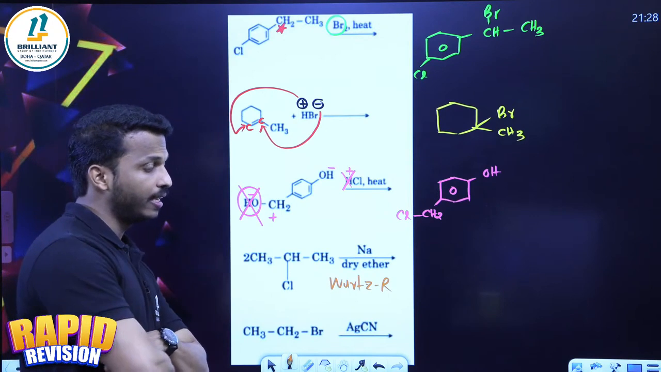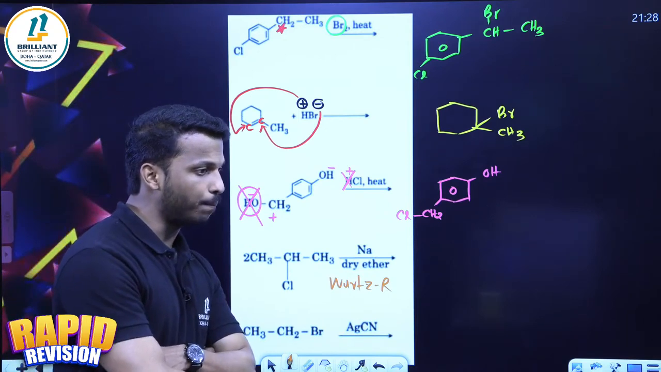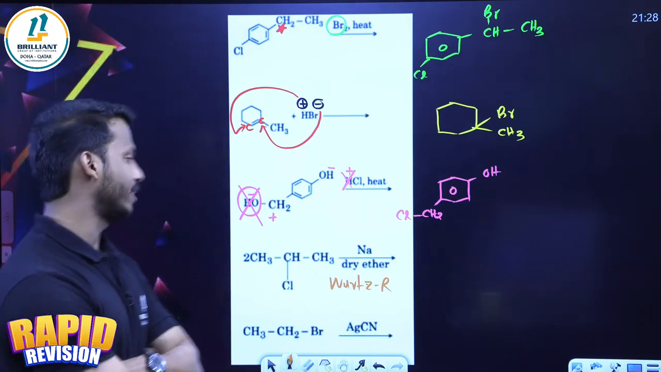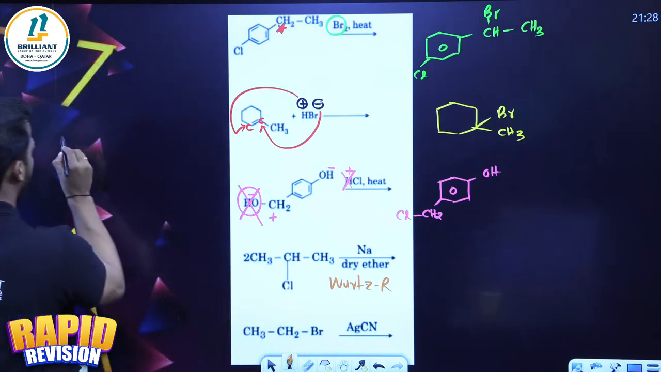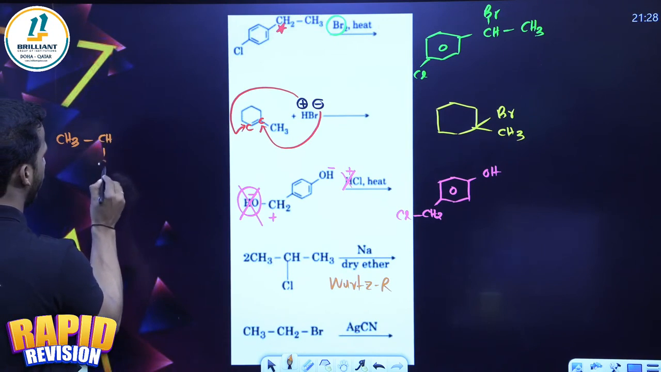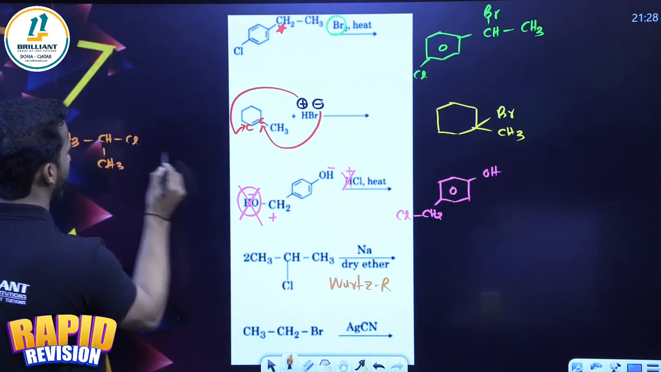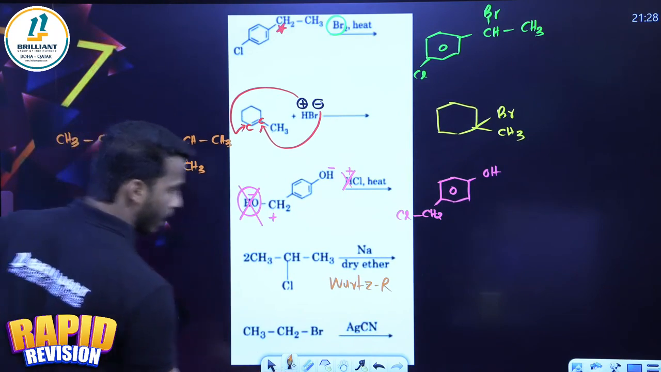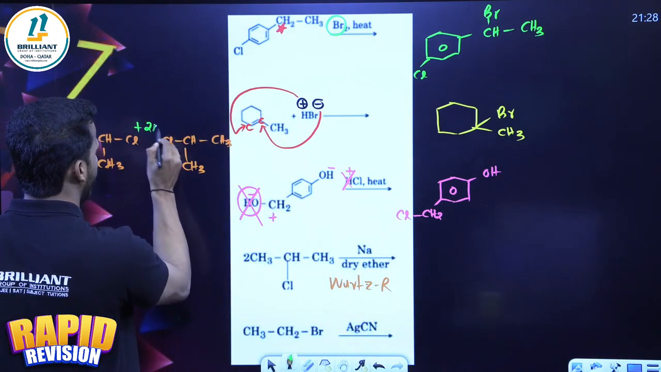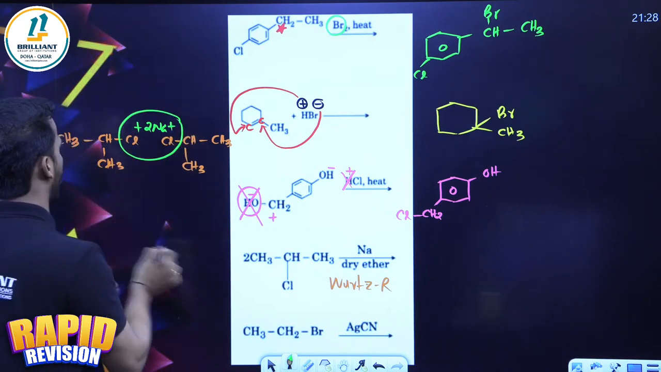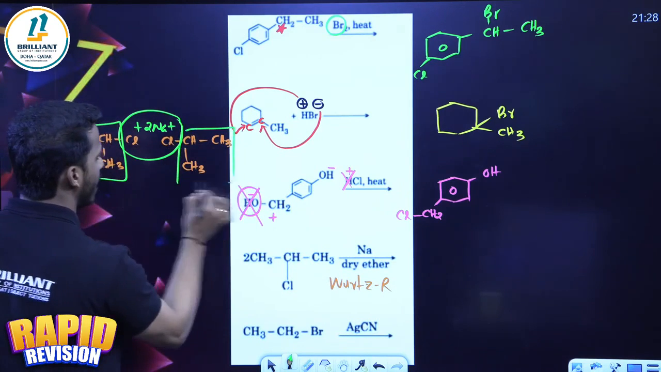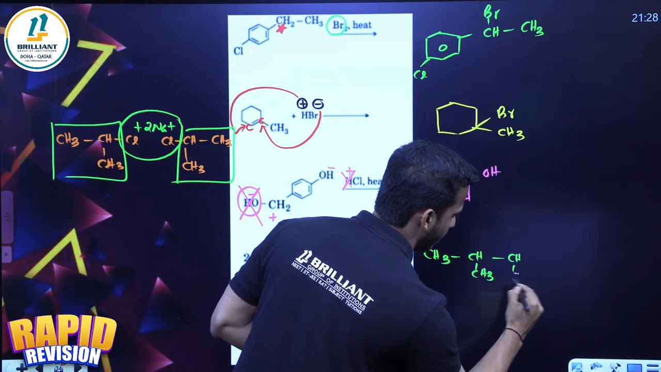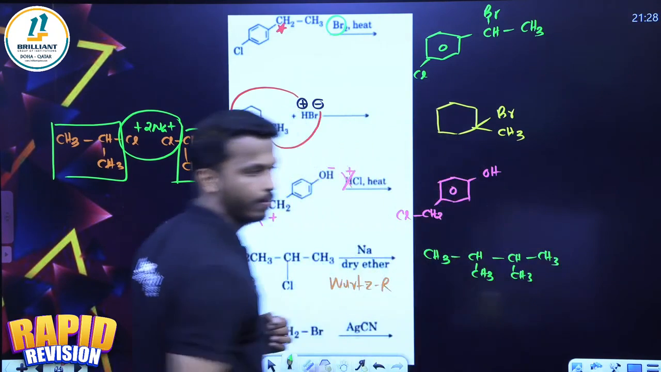2,3-dimethyl butane is the answer. Why? The first compound I can draw like this: this is 2-chloropropane, and we take one more of the same compound. In the middle we use sodium. The sodium removes the chlorines, and this isopropyl combines with that isopropyl. What do you get? CH3, CH, CH3, then CH, CH3, then CH3. You will get 2,3-dimethyl butane.